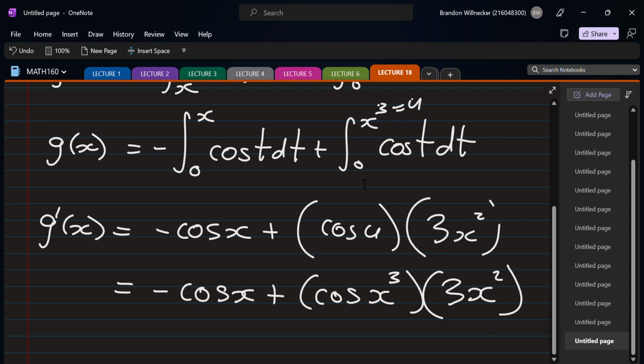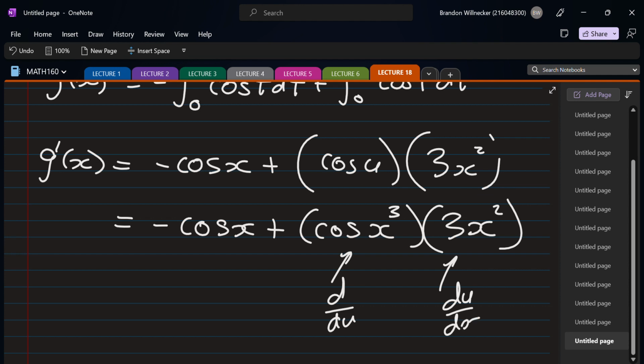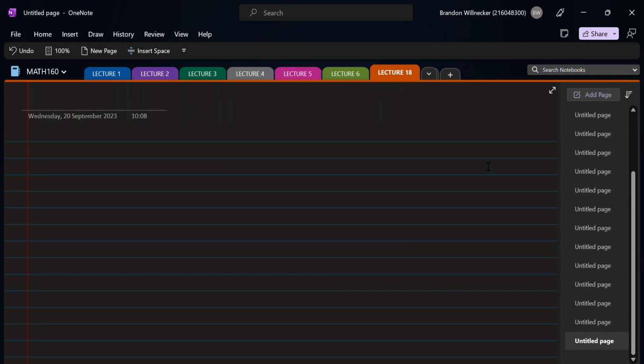Okay, any questions on this one? Good. Okay, so the first bracket, that's your d by du. Second bracket, that's your du by dx. Okay, so again, that is d by du part, and this is the du by dx from the chain rule. Okay, next one, number 4.